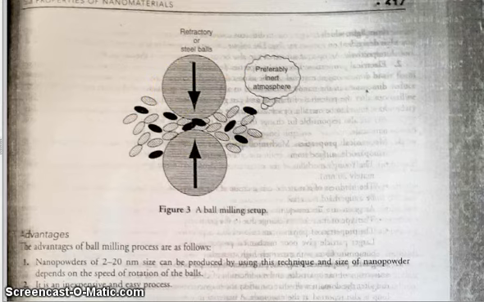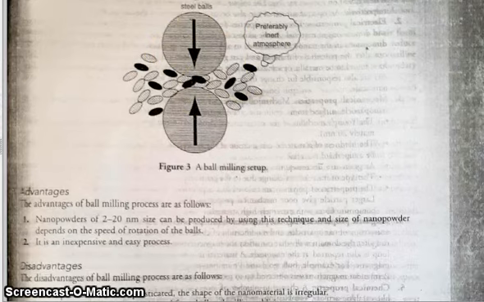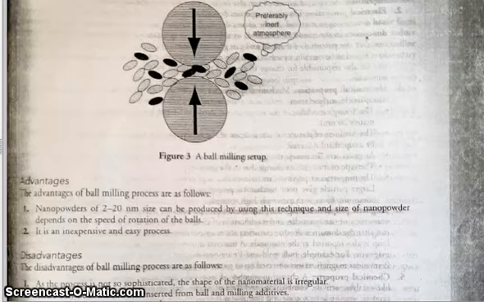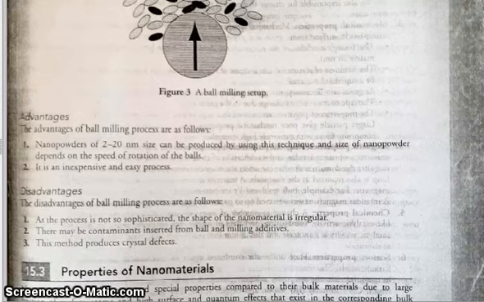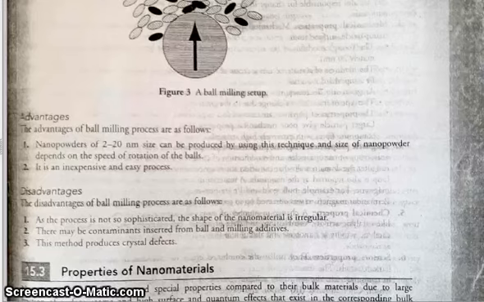Then the advantages of the ball milling process are: first thing, nano powders of 2 to 20 nanometer size can be produced by using this technique, and the size of the nano powder depends on the speed of rotation of the balls. And the second is it is an inexpensive and easy process, we can say. The disadvantage is that as the process is not so sophisticated, the shape of the nanomaterial is irregular. Second, there may be contaminants inserted from the balls and milling additives. There may be contaminants, right? This method produces crystal defects, we can say.